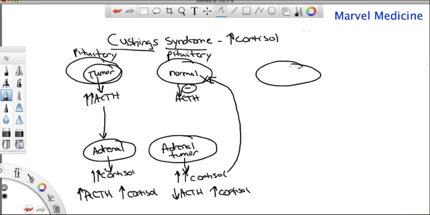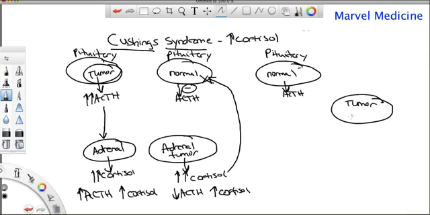Okay, and this is the tricky part, and they love testing this stuff. This is ectopic ACTH. So we have our pituitary gland here. Okay, and again, this patient's pituitary gland is perfectly normal. Okay, and its job is to release ACTH, but what's happening here? There is another tumor, another cancer that's releasing high levels of ACTH.